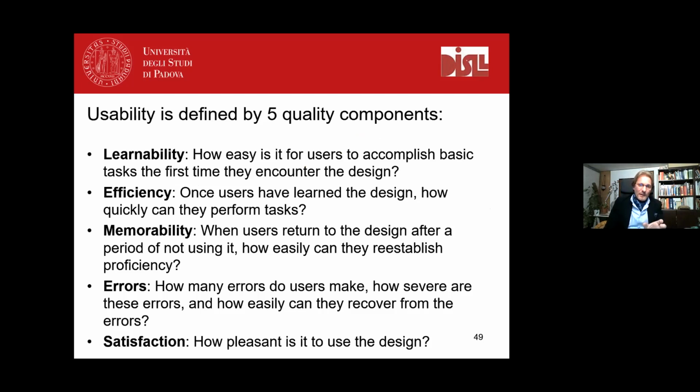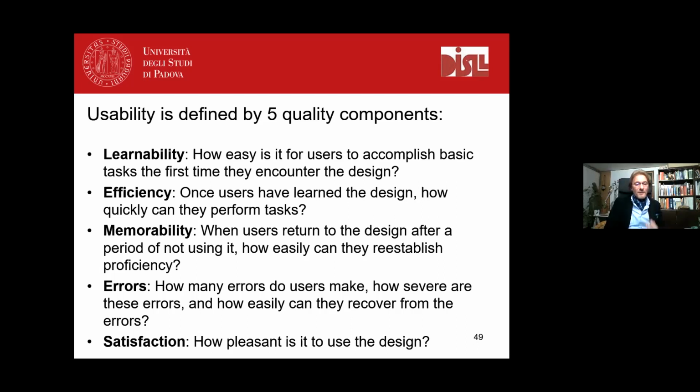So each of these components, which were first singled out in relation to computer sciences, can easily be applied to language teaching and to language as a whole. So learnability: how easy is it for users to accomplish basic tasks the first time they encounter the design? In other words, in relation to language, how easy is it to learn something about that language, no matter what it is, pronunciation, grammar, morphology, syntax, and so on and so forth. Efficiency: how efficient and how effective are you when you use the language? And how easy is it to remember what you've learned? And of course, in all this process, errors play an essential, a fundamental part, as we all know.